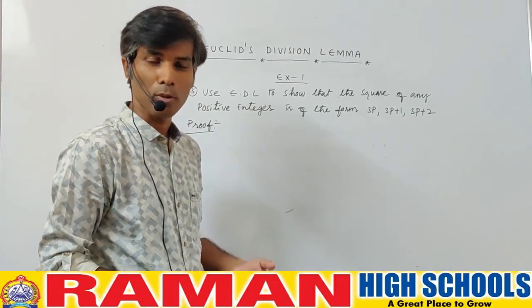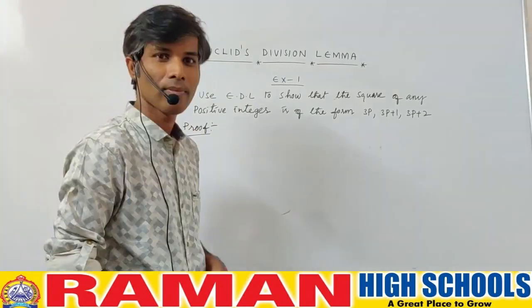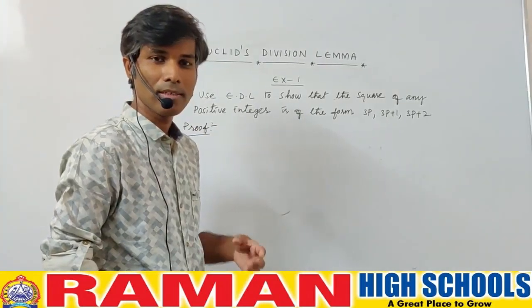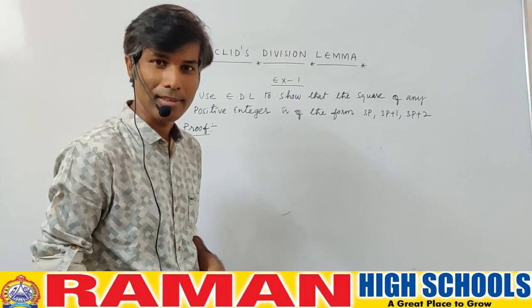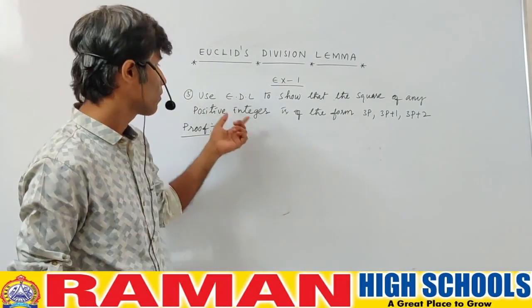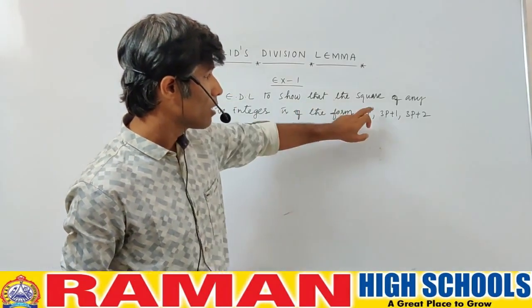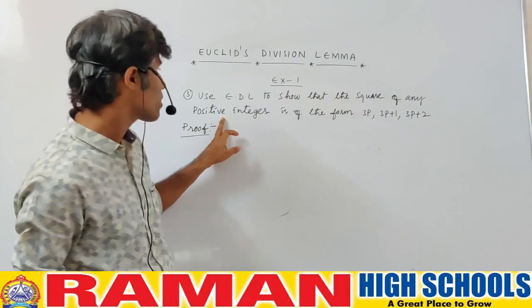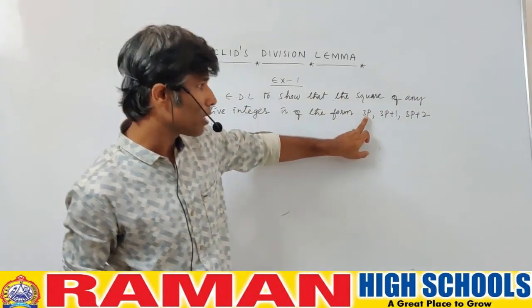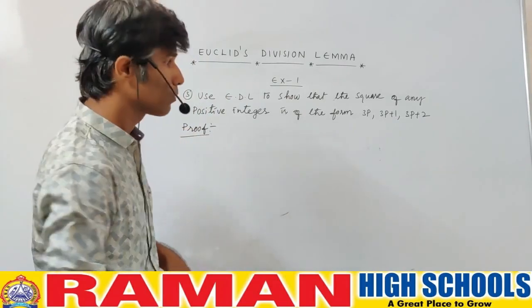Now let us see some problems in the exercise. Here we have the third problem in exercise 1, that is, use Euclid's division lemma to show that the square of any positive integer is of the form 3p, 3p plus 1, or 3p plus 2.